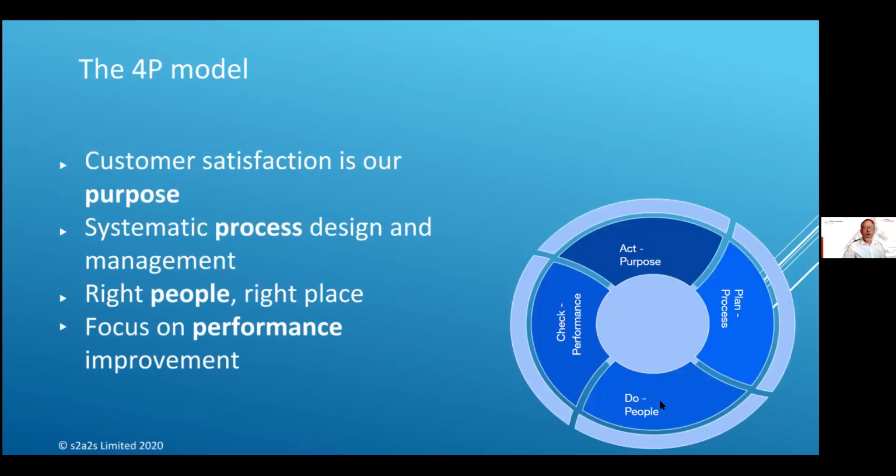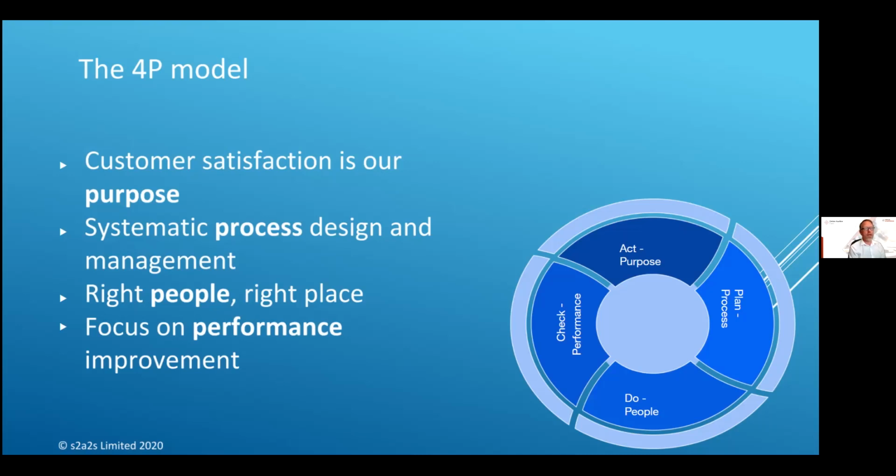So firstly, a quick overview of the 4P model. The 4Ps is made up of 4 principles. So customer satisfaction is our purpose. Within quality management, we're interested in delivering those products and services that the customer needs. So what is it that they want? What is it that they need? The second P is systematic process design and management. So how do we go about organizing the organization to make sure that it continues to deliver those products and services to meet the customer requirements?